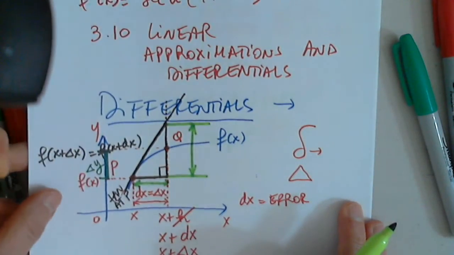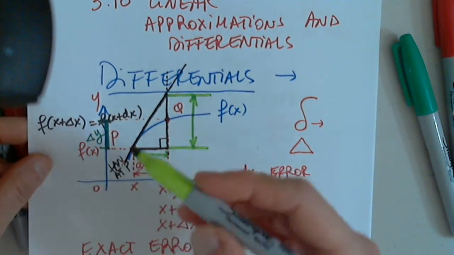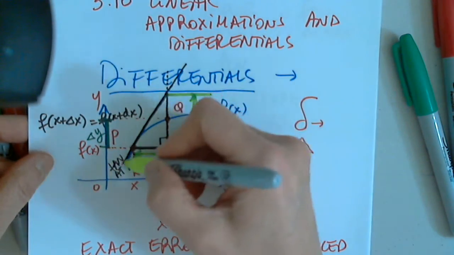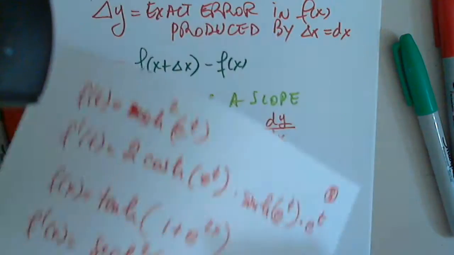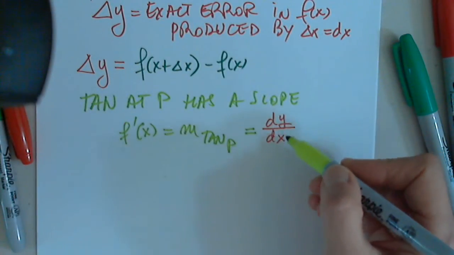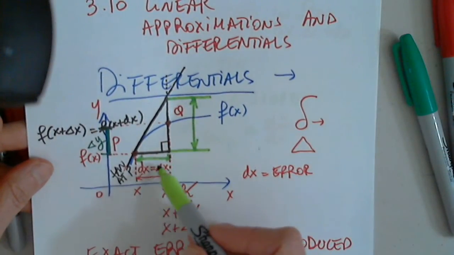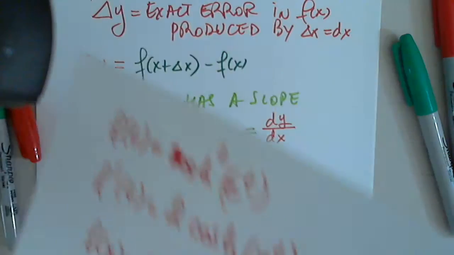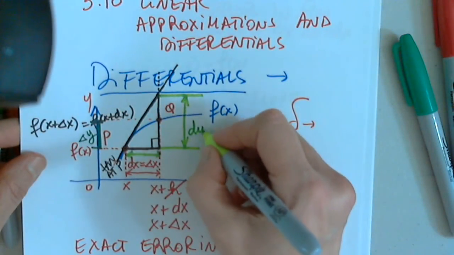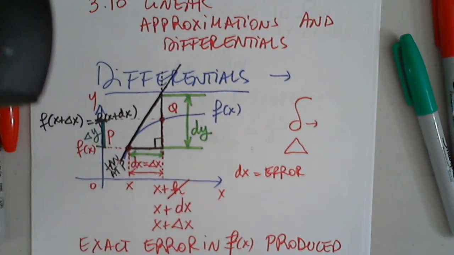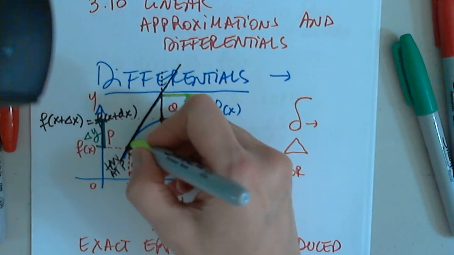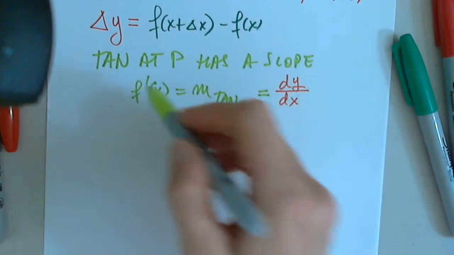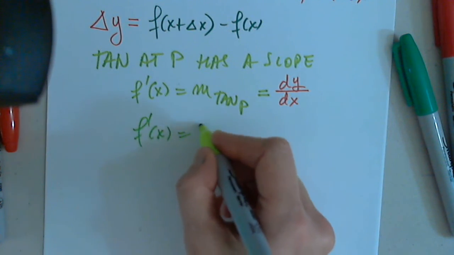So this is dx. The slope of this line is f prime, and f prime of x equals dy over dx. So this is dx. Then what could this be? dy. Exactly. This is dy. Again, Q is very close to P. So from here I would like to determine dy.